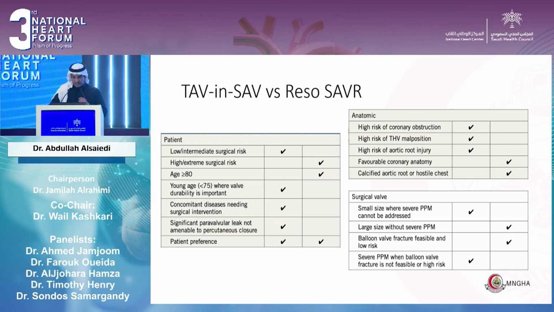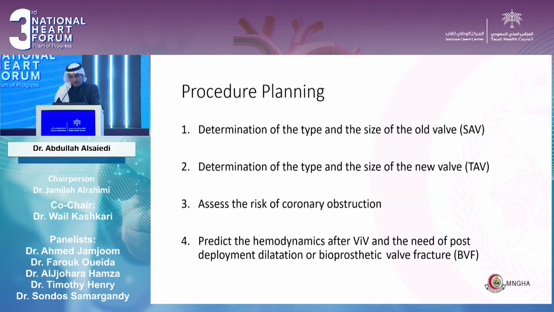Now, regarding the surgical valve itself, if that valve is small in size where severe PPM cannot be addressed, then surgery will be the option. The same with a large size without severe PPM, probably transcatheter is the option.